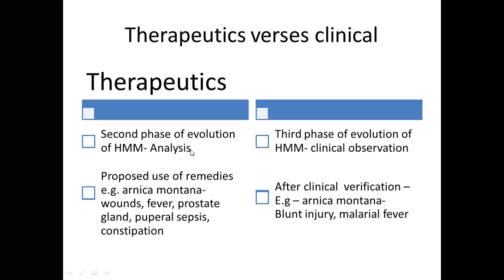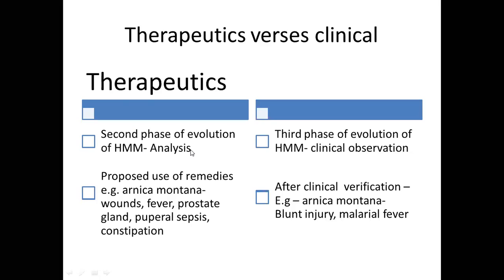And it is more prominently the proposed use of a remedy for the disease on the basis of symptom similarity of symptoms of the remedy and symptoms of a disease. I hope it is clear. Then it is usually the proposed use of remedies on the basis of symptom similarity of what? Symptom similarity of the disease and symptoms present under a specific remedy.